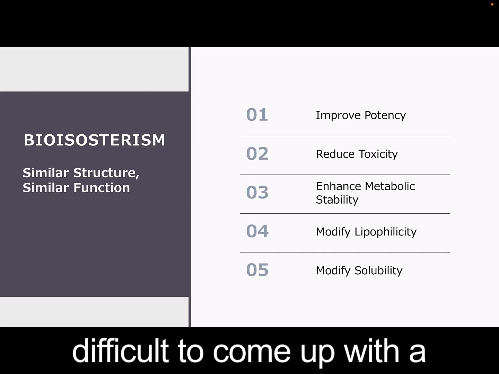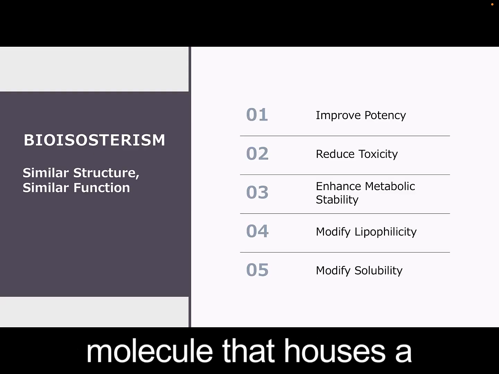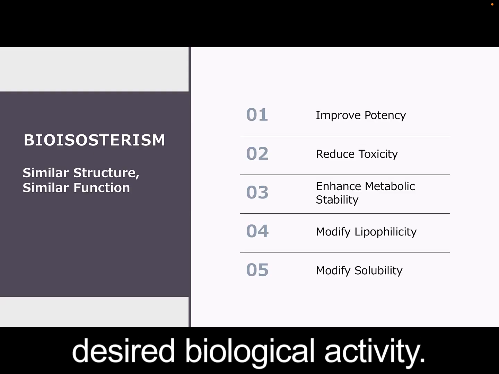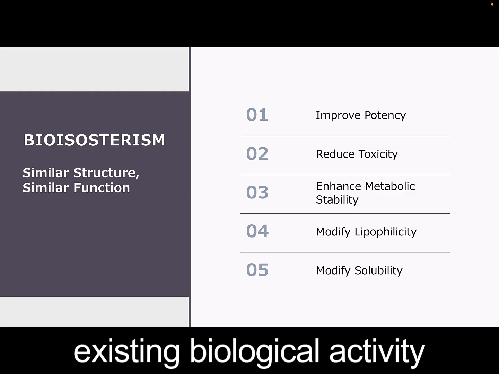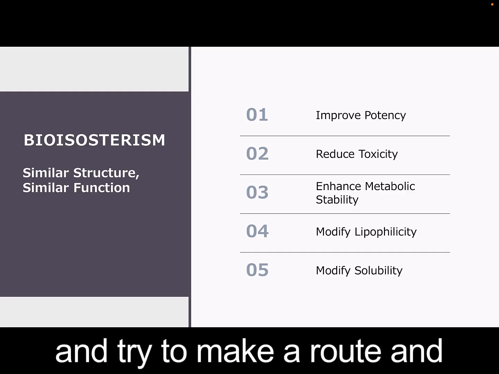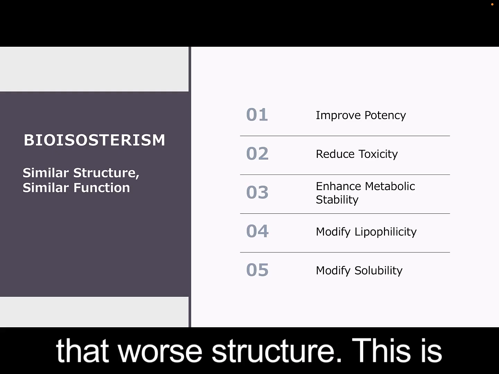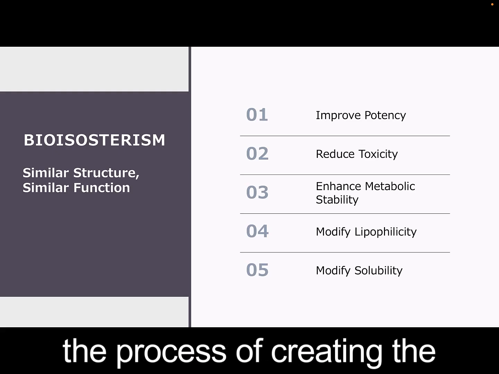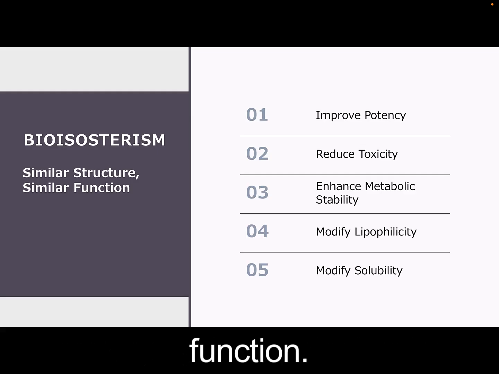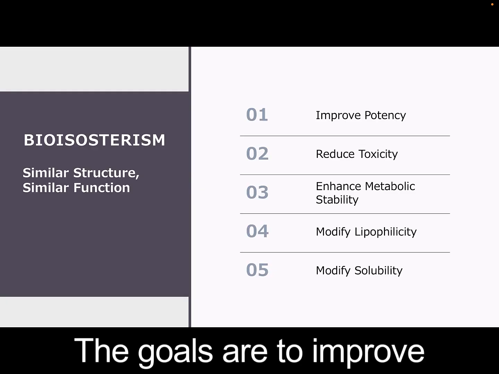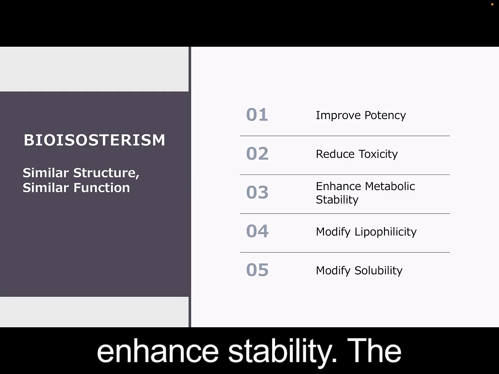It's extremely difficult to come up with a completely new chemical molecule that houses a desired biological activity. Chemists will usually start with an analog that has an existing biological activity and try to make improvements to that core structure. This is the process of creating the bioisomers, or creating molecules that have similar structure and similar function. The goals are to improve potency, reduce toxicity, and enhance stability.